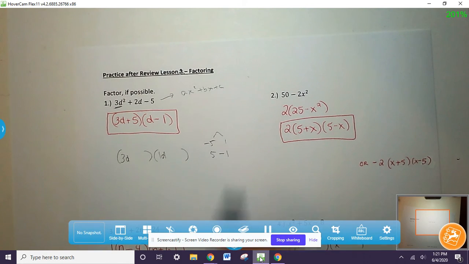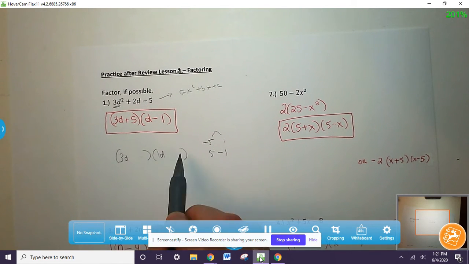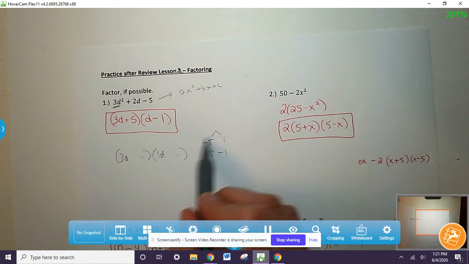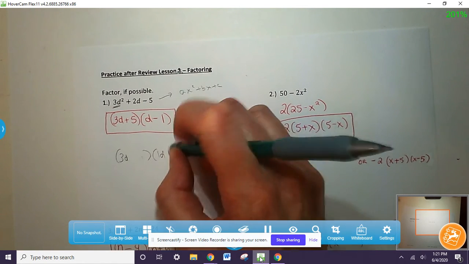So we have to try different combinations of these numbers, because it could be minus 5 and 1, or it could be 1 and minus 5. Those are different. Or it could be positive 5 and negative 1, or negative 1 and positive 5. So even though there's only 2 breakdowns here, because they can go in these 2 positions, there's actually 4 possibilities right now for our factorization.